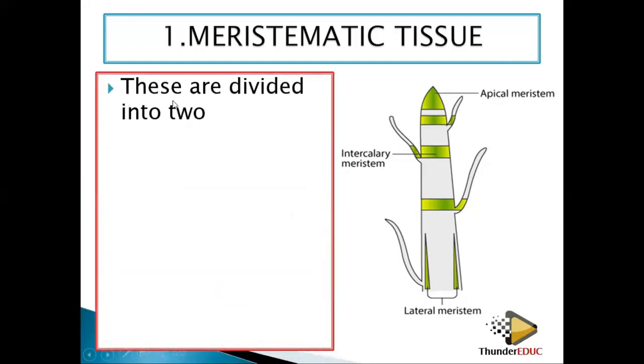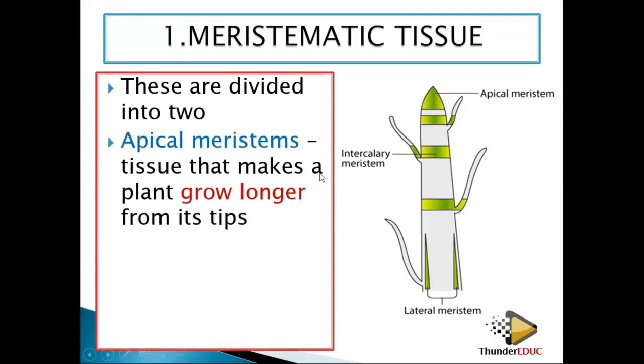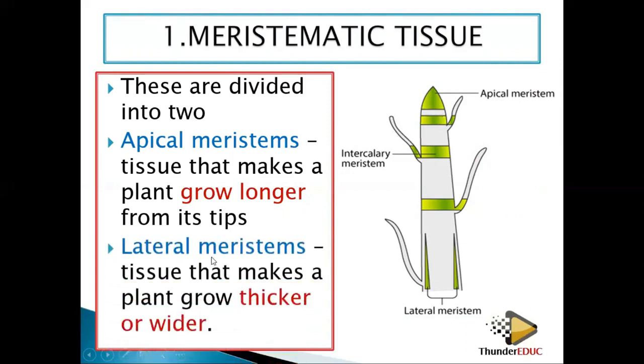So these are divided into two. Number one, apical meristematic tissue that makes the plant grow longer. So if you want the plant to grow taller or longer, then it means that it's the apical. It comes from the apex, as I told you, which means the tip. So if the plant is to grow taller, it means that the plant is supposed to use the apical meristem. And then you have the lateral meristem.